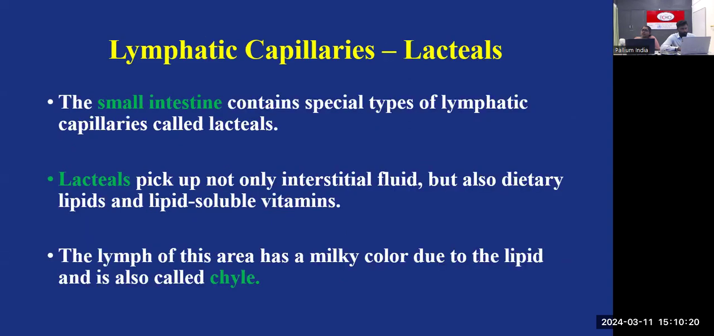Coming to the lymphatic capillaries in the small intestine, especially lacteals, the small intestine contains a special type of lymphatic capillaries called lacteals. So lacteals pick up interstitial fluid and also the dietary lipids and lipid soluble vitamins. So in that area, the lymphatic fluid is a quite milky color. We usually call that kind of fluid chyle.